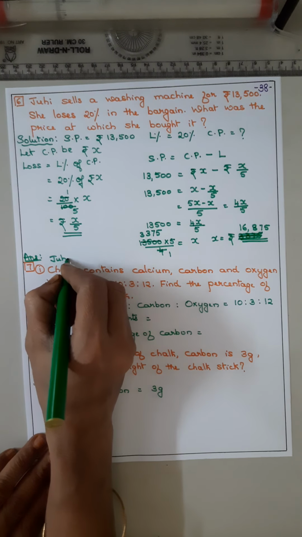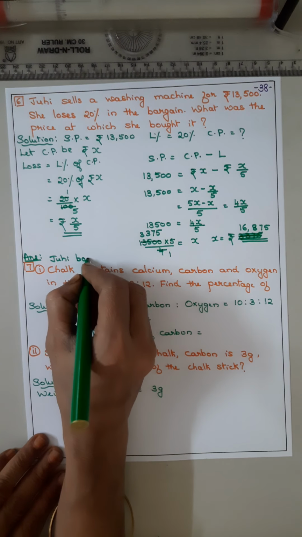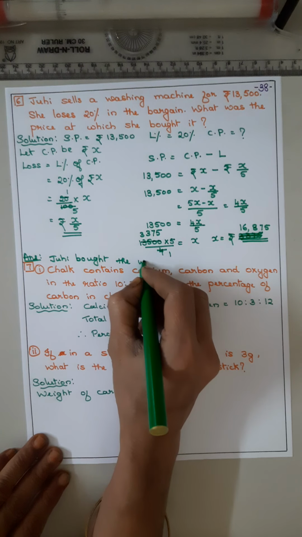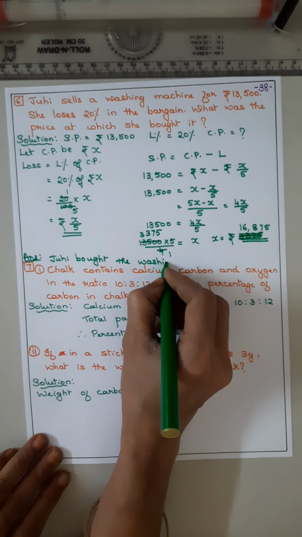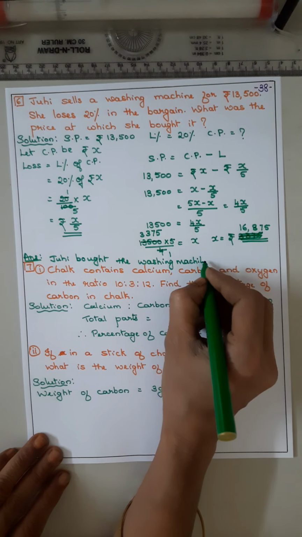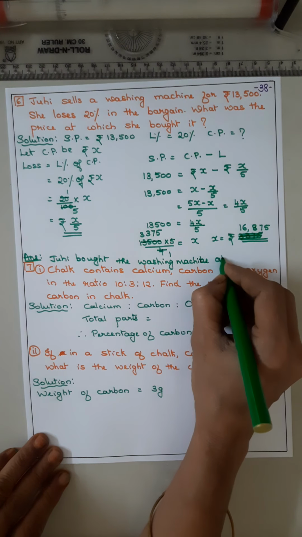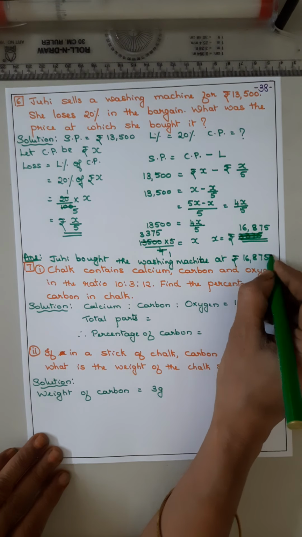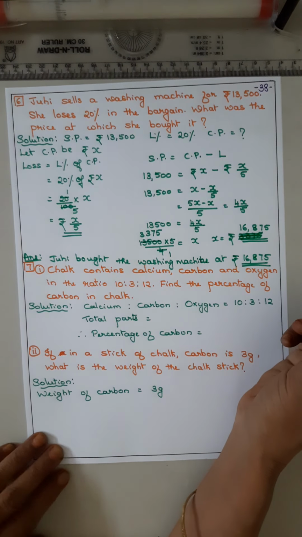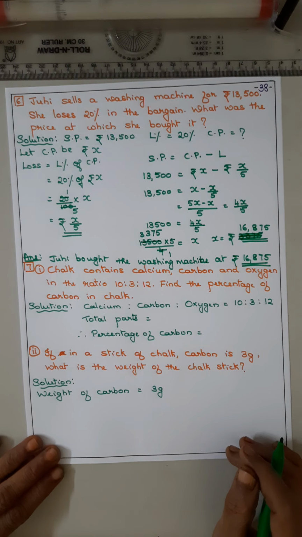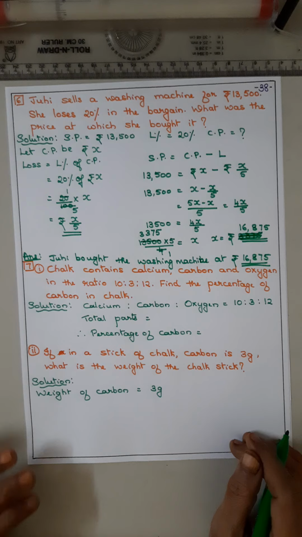Juhi bought the washing machine at rupees 16,875. Is it clear? Now coming to the seventh question, there are two sums in it.